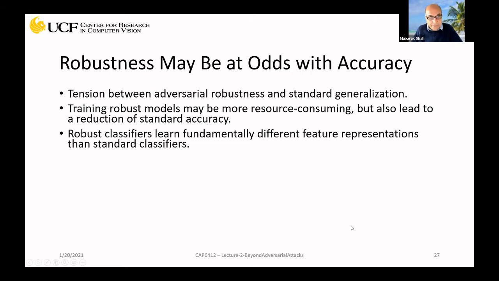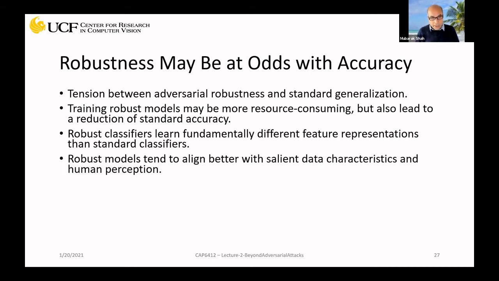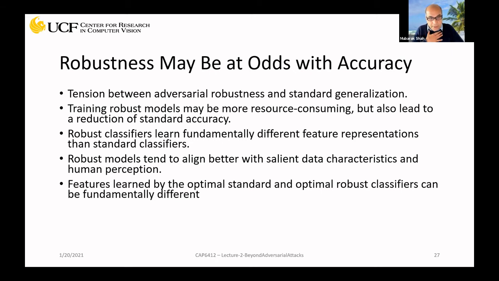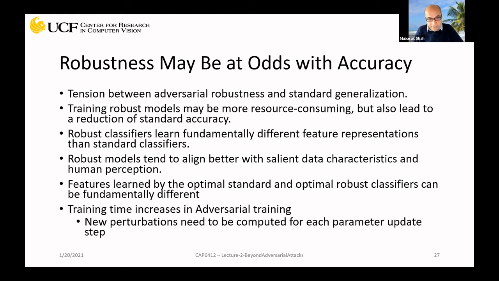So a robust classifier learns a fundamentally different feature representation than a standard classifier. The standard classifier is the first slide I explained to you: simple gradient descent. But for the robust classifier, we are adding perturbation. Robust models tend to align better with the salient data characteristics, and they are kind of similar to human perception. Also, the features learned by an optimal standard and an optimal robust classifier can be very different, okay?